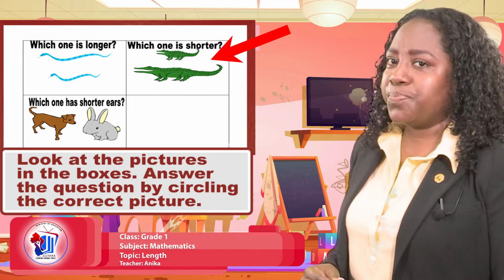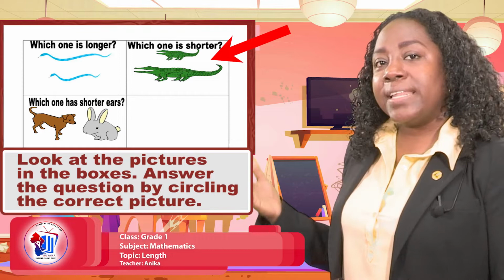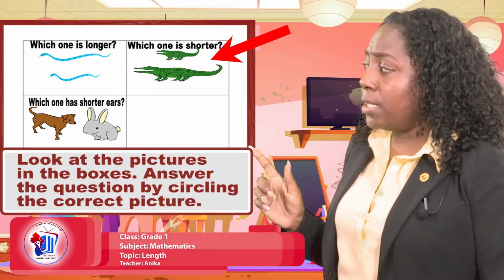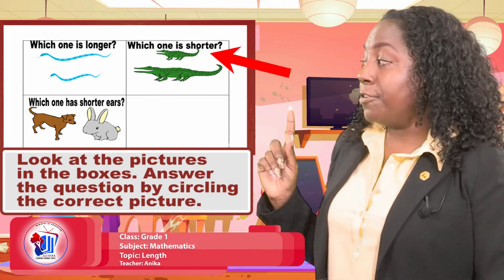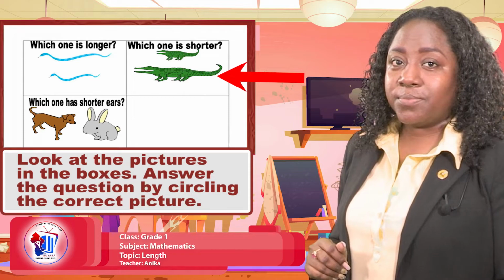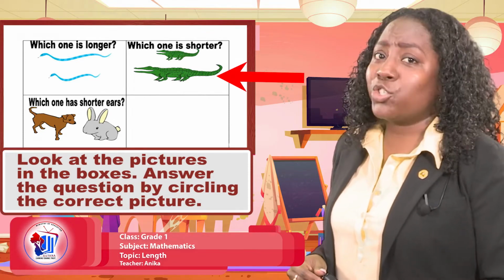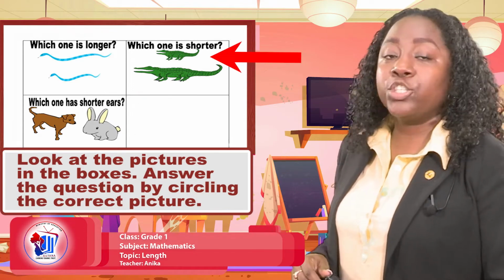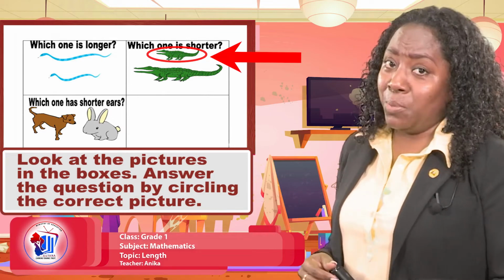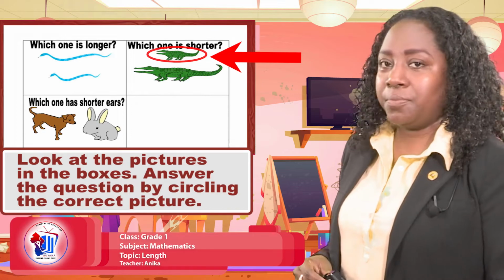Listen to the question. Which one is shorter? Now we have two alligators. Look at them carefully. Which one is shorter? The first one or the second one? The second one? I don't think the second one is shorter. The first one is shorter. If you had first, or if you said number one, that's correct. The first one is shorter.